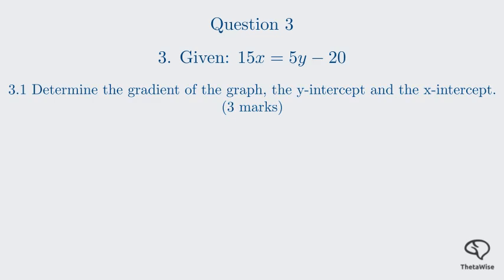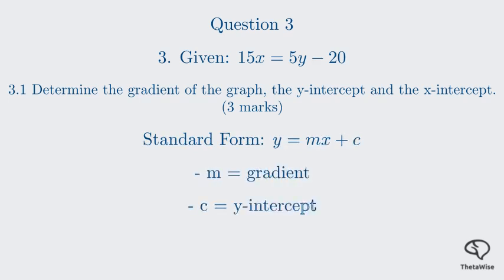Let's recall what each part means. m represents the gradient, which tells us the steepness of the line, and c represents the y-intercept, the point where the line crosses the y-axis. The standard form is y equals mx plus c, where m is the gradient and c is the y-intercept. So our first task is to rearrange the given equation, 15x equals 5y minus 20, into this standard form. This means we need to isolate the y term.